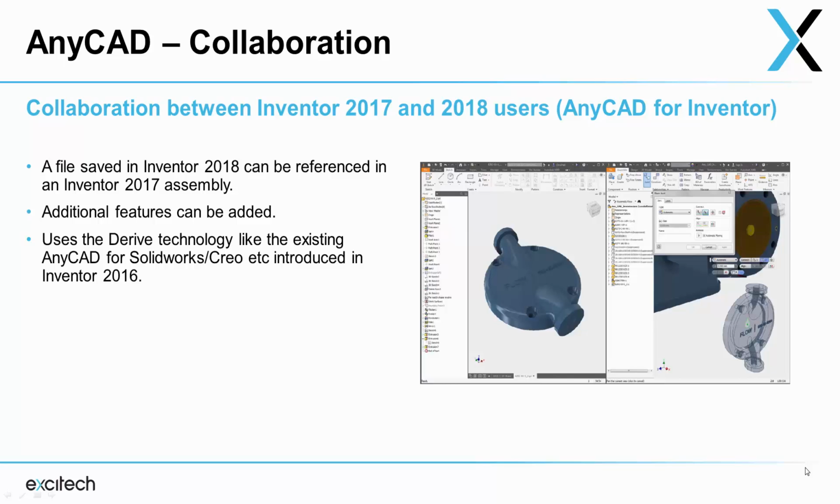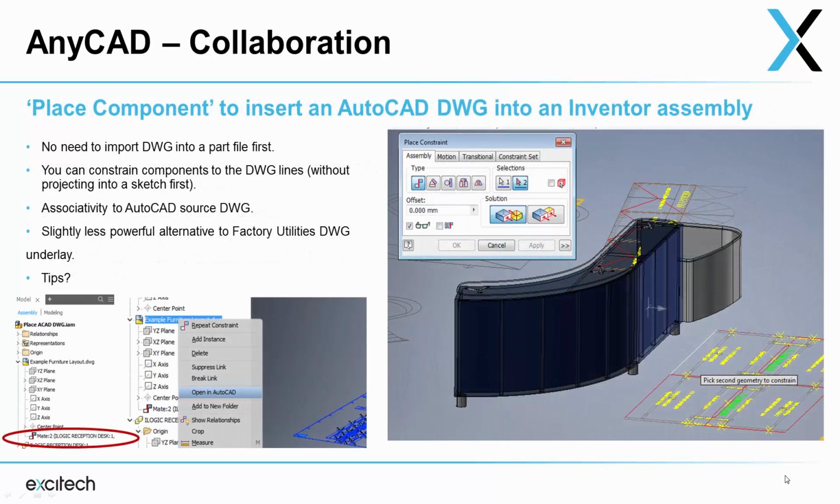This is really simple. A file you save in Inventor 2018 can be placed into an Inventor 2017 assembly. You can add additional features into the files because it's simply using the derived technology as if you've derived a SolidWorks or a Creo file using the AnyCAD technology. So very cool.